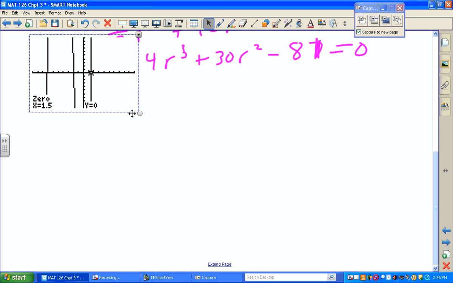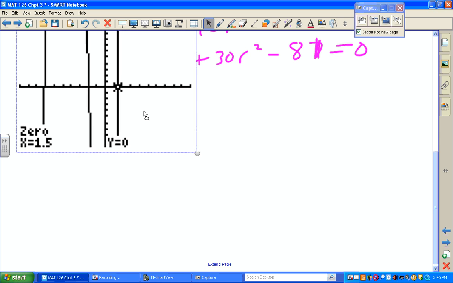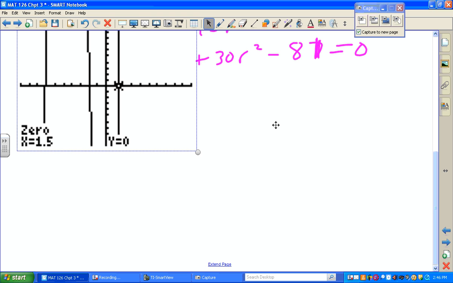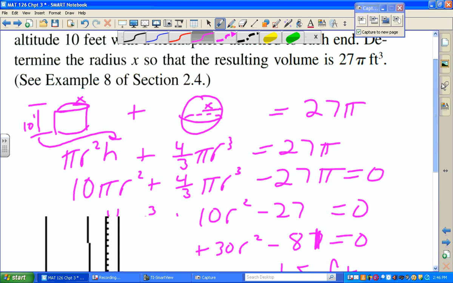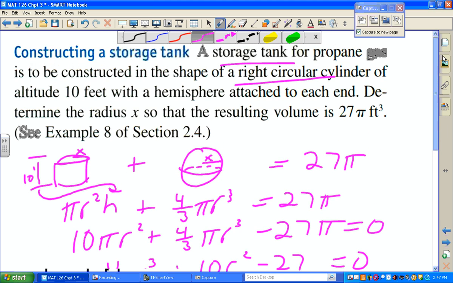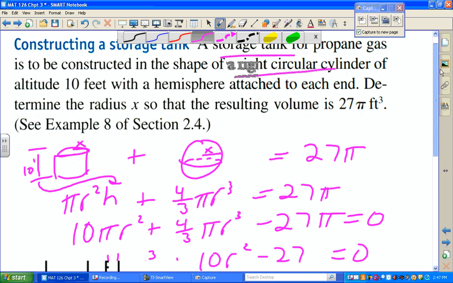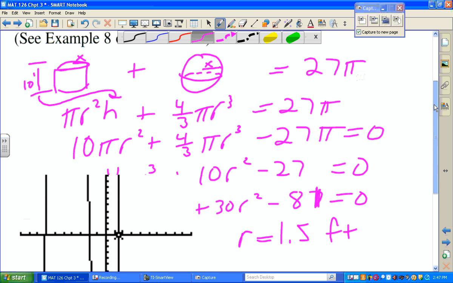Your flashing dot? You don't have to know where it's at. You've got to guess between the 2 numbers you picked. I want to look at the x's when I do that. So it looks like the radius has to be 1.5. And I believe it's in feet, isn't it? Nice. What number was that? That was this one, constructing a storage tank.